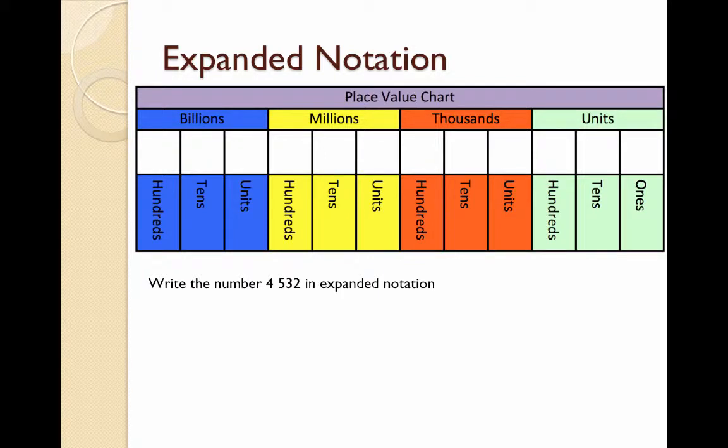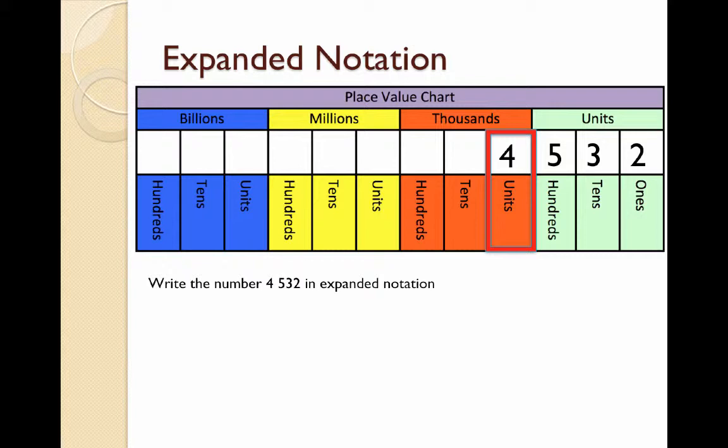This is the same place value chart we looked at in the last video, and we're asked to write the number 4532 in expanded notation. I'm going to use the place value chart to help me out. To do this, I'm going to put the number into the place value chart with a 4 in the thousands column, 5 in the hundreds, 3 in the tens, and 2 in the ones column.